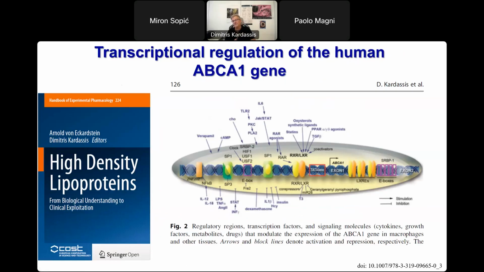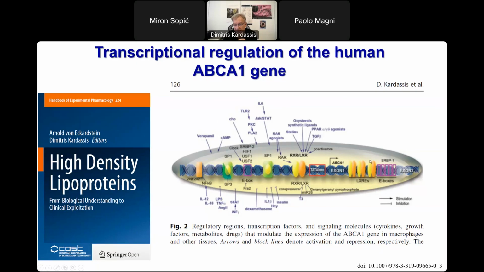Now, of course, promoter gene regulation is not simple, it's very complex. And just to give you a glimpse of the complexity, this is a figure showing the regulation of one gene, which is very important for HDL metabolism, the ABCA1 gene. This is one figure that we made with Anka Gafenko some years ago, when we wrote a review for this book, High Density Lipoproteins.